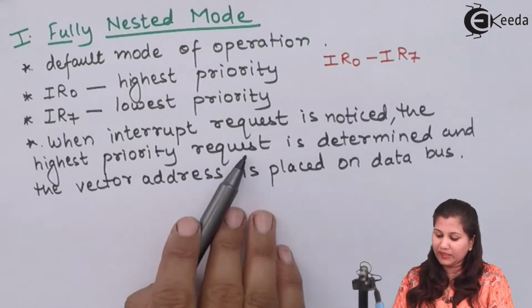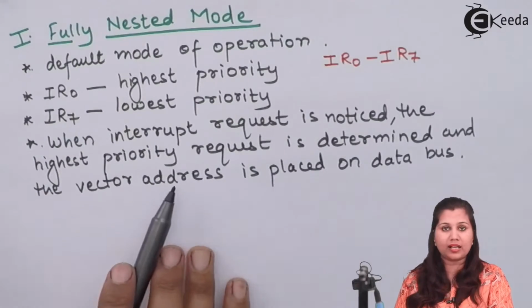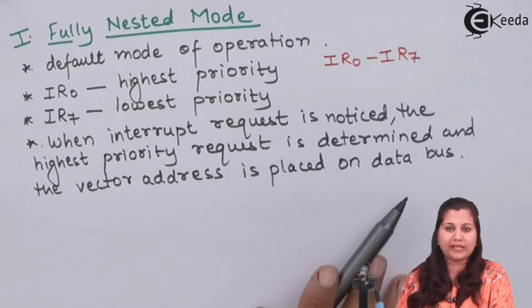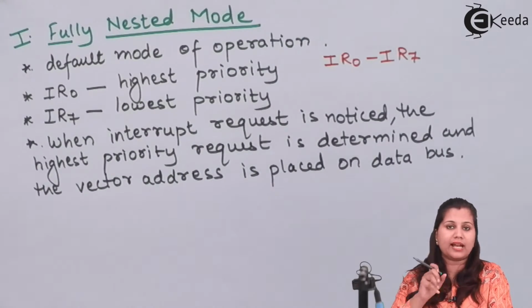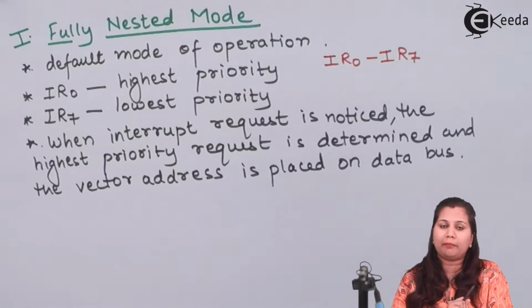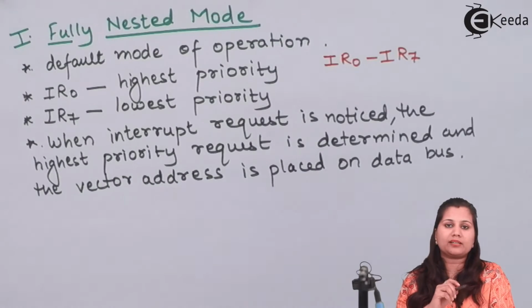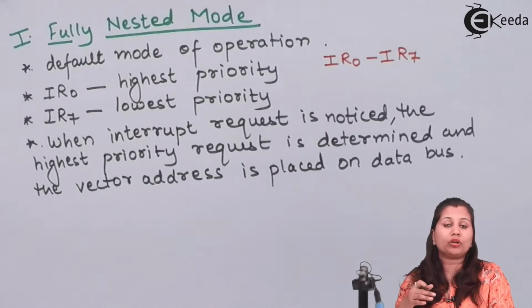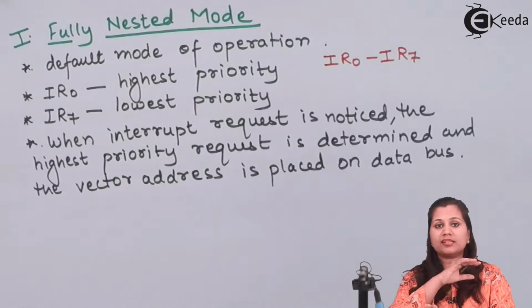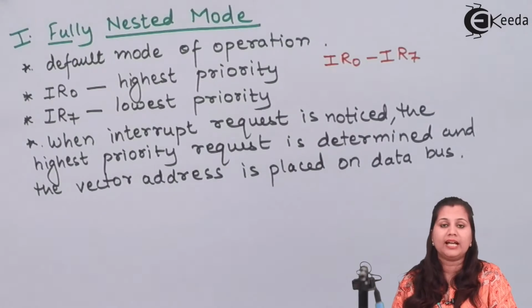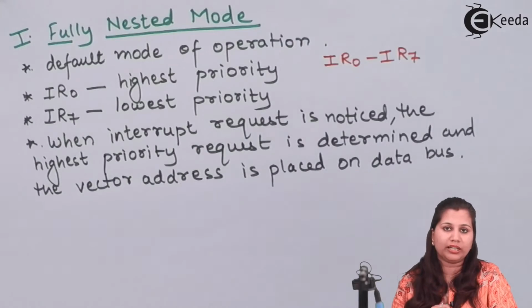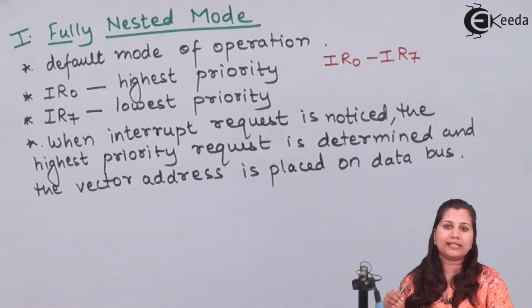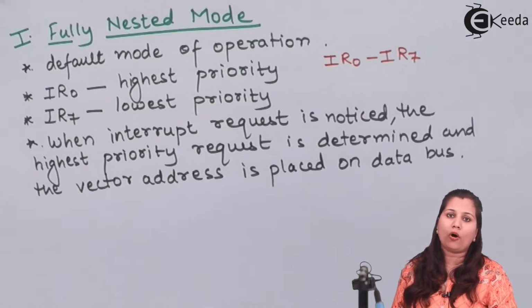The highest priority request is determined, and the vector address associated with that interrupt request is placed on the data bus. The service routine written at this vector address will be executed by the microprocessor. Now how will the 8259 be informed that the service routine has been completely executed? That is done by the end of interrupt command, which is either given externally to the 8259 or automatically set up in the 8259 operating modes.